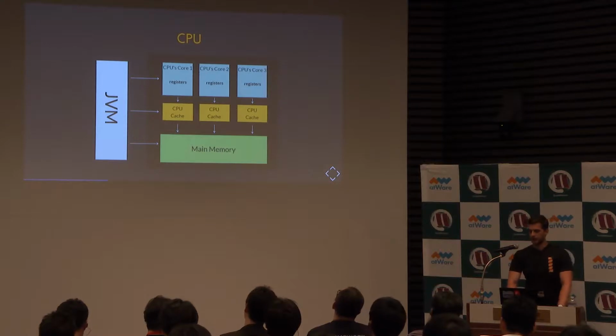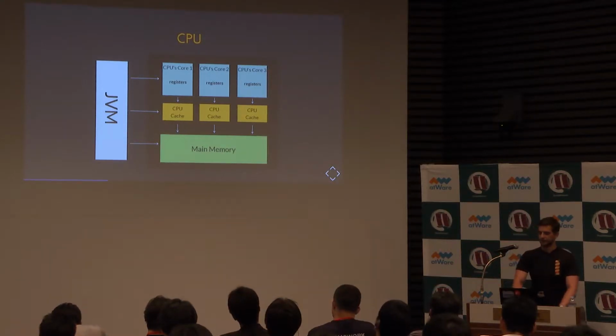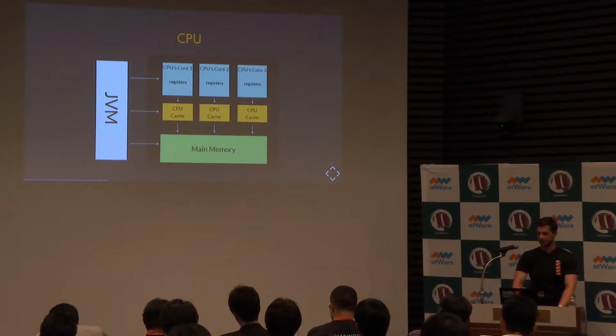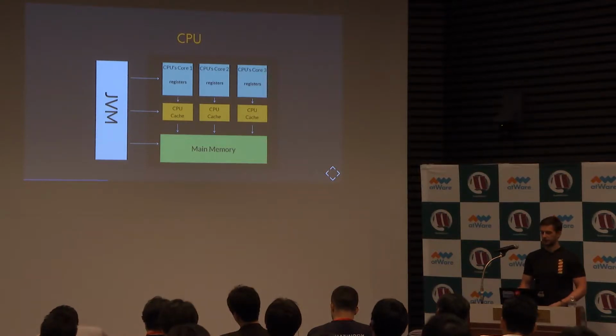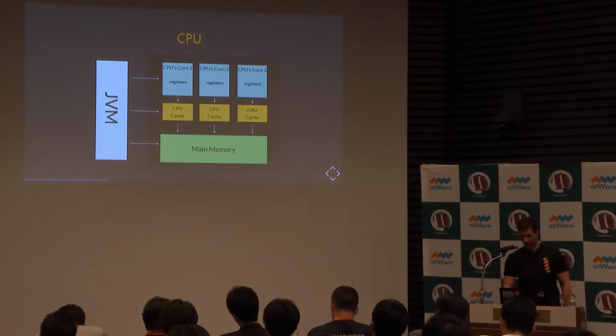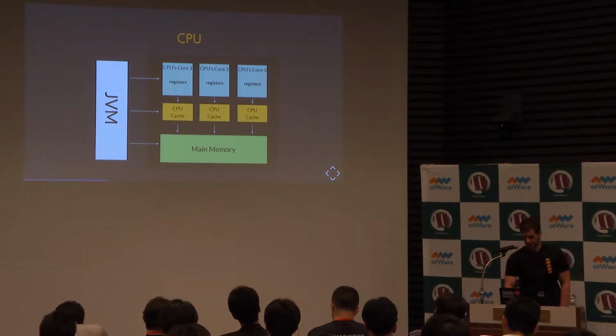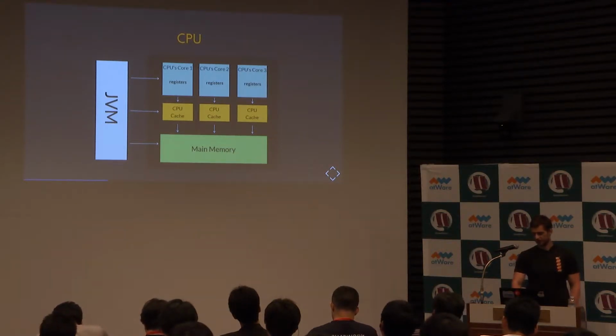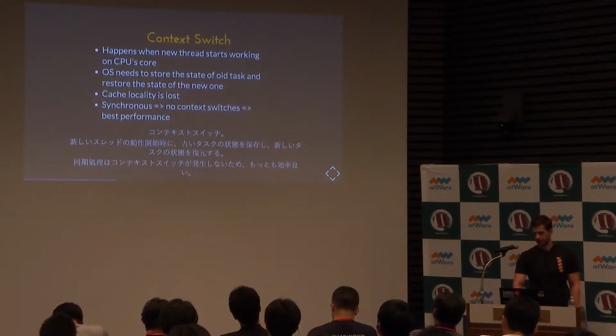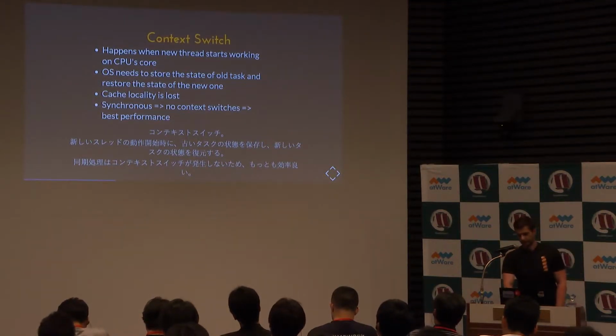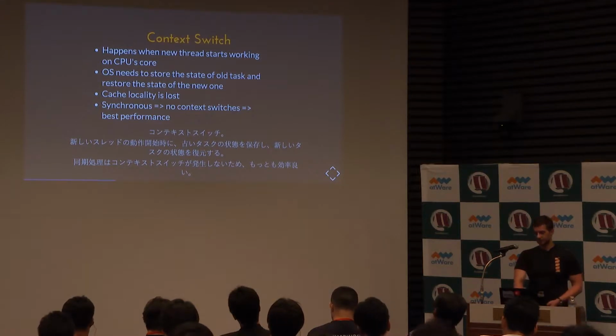But usually we have very few CPU cores, but we can have more threads. And since we can only execute one thread at a time on the CPU, sometimes we need to switch places. So some other thread will want to start working, and when this happens, it is something that we call a context switch.